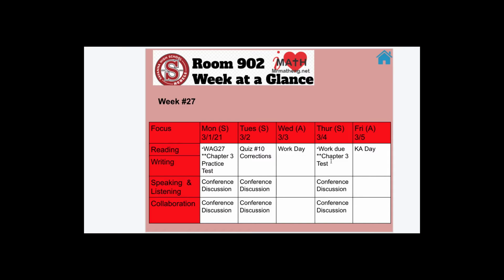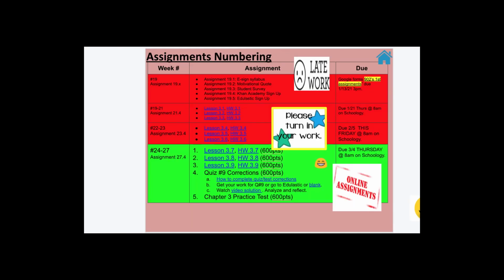And then you have a huge amount of work due on March 4th, Thursday, which is also your Chapter 3 test day. And the asynchronous day, when I don't see you guys, I'll call it a Khan Academy day, or make up the test if you haven't taken it by that time. So everything in red is now considered late. The only thing I am looking for now is in week 24 to week 27.